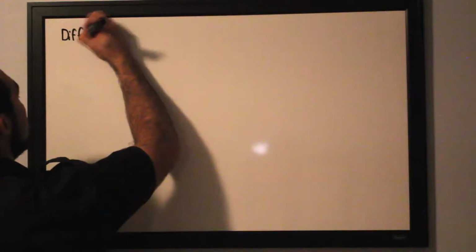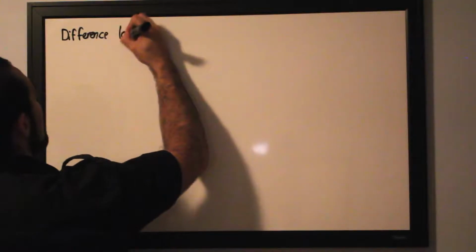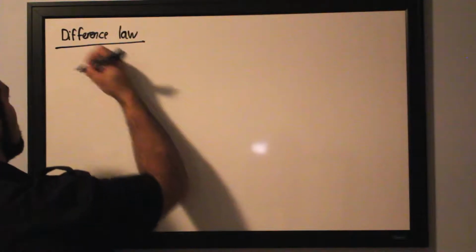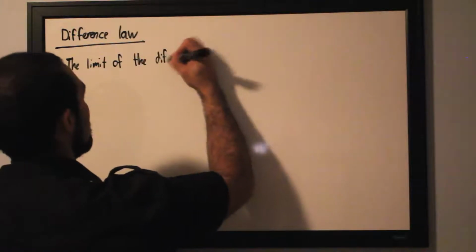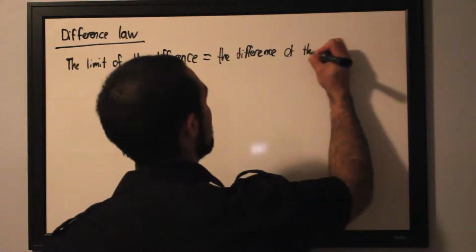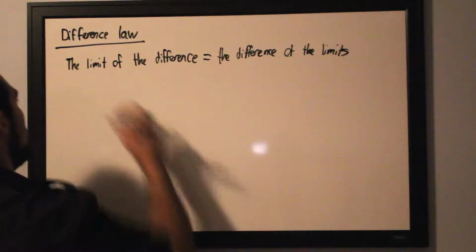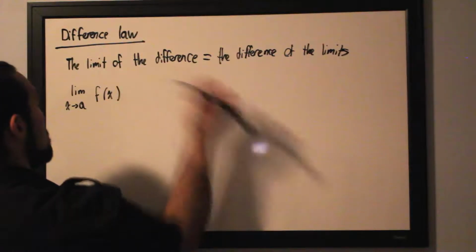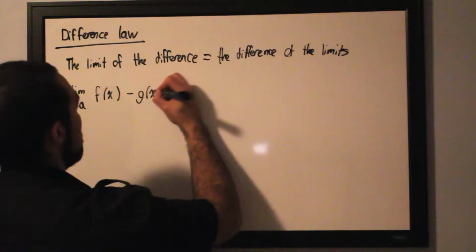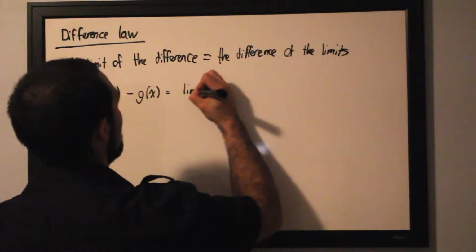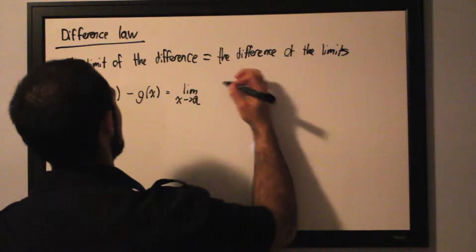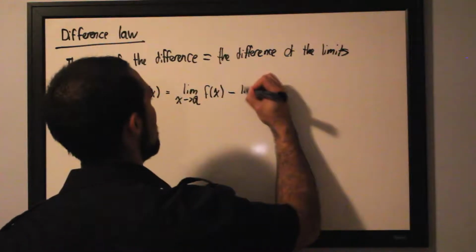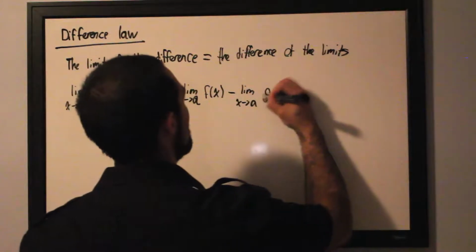So now, with the sum law out of the way, we have something that is very related. It's called the difference law, which is basically the reverse of the sum law. It says that the limit of the difference is equal to the difference of limits. Taking the exact same form as before, the limit as x approaches a for f of x minus g of x is going to be equal to the difference of their limits: the limit as x approaches a for f of x, minus the limit as x approaches a for g of x.